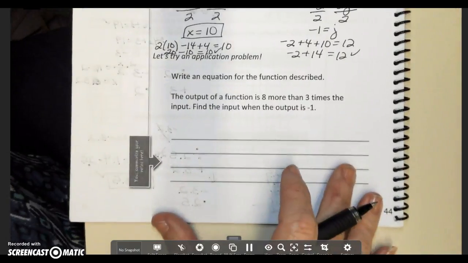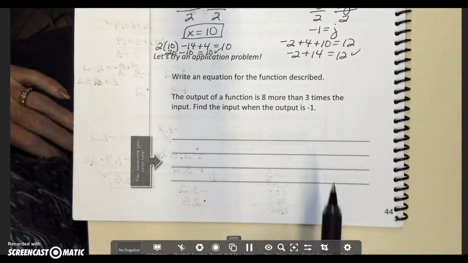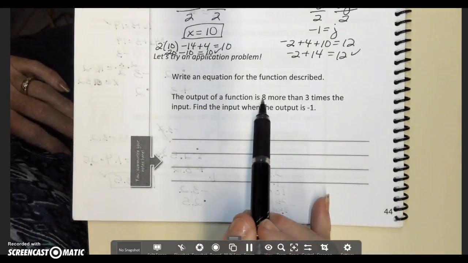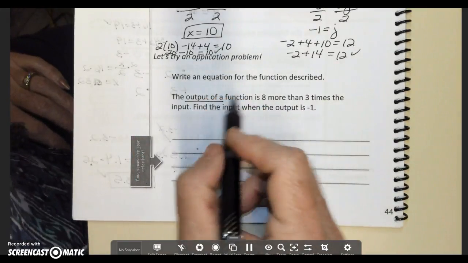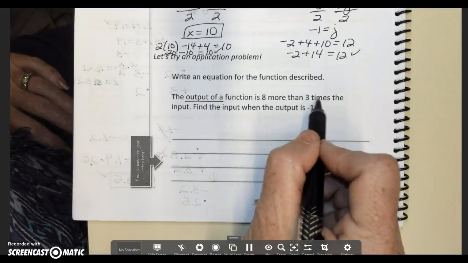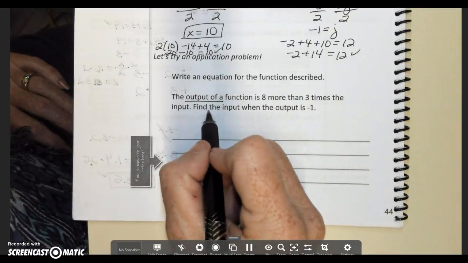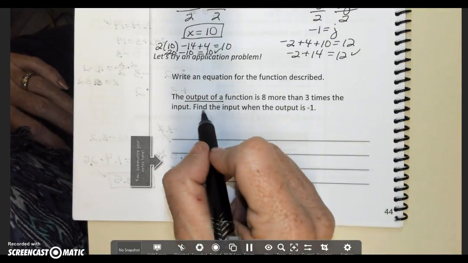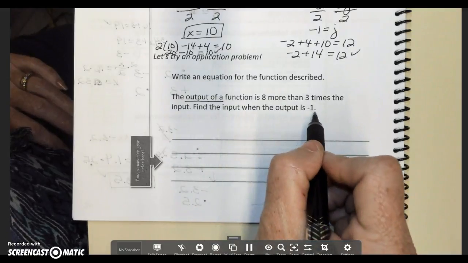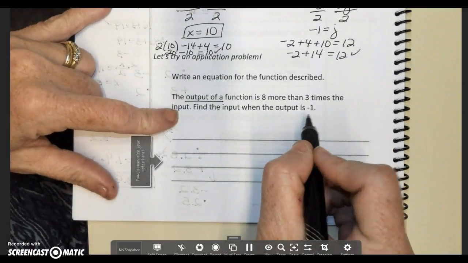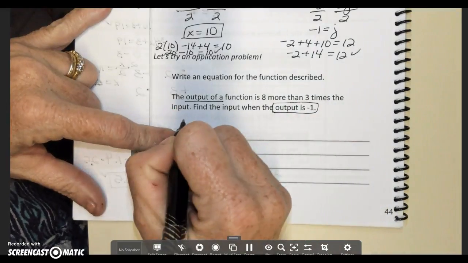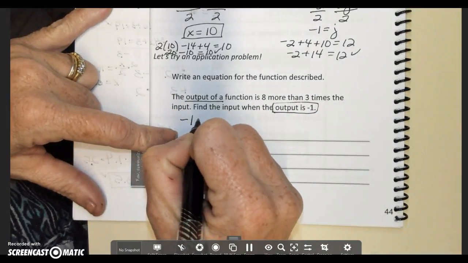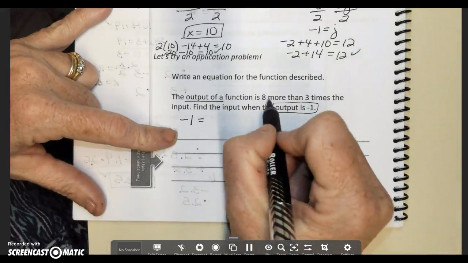Okay, so sometimes you will do these in word problem form too. The output of a function is 8 more than 3 times the input. Find the input when the output is negative 1. Okay, so we know the output. The output is -1. Is means equals.